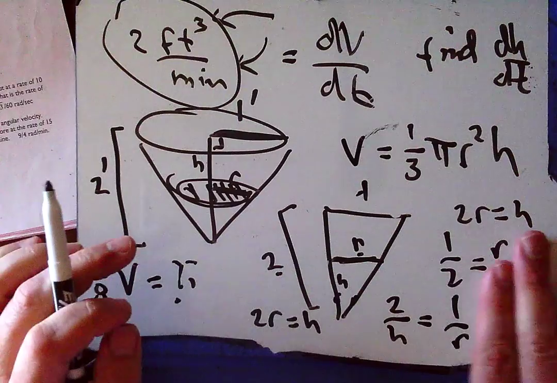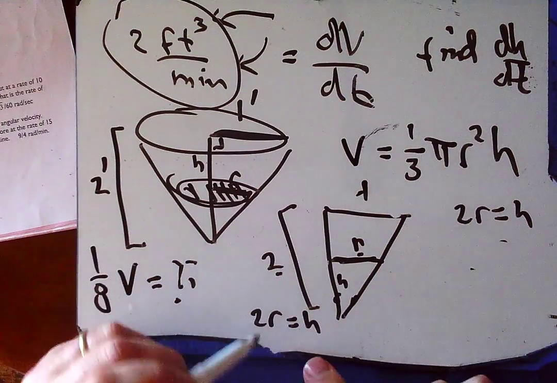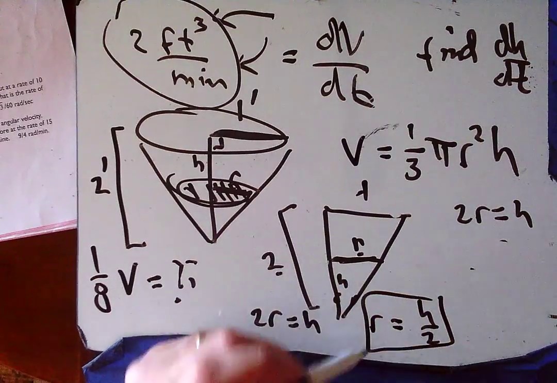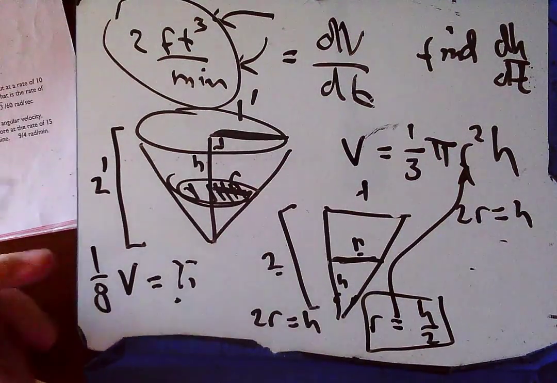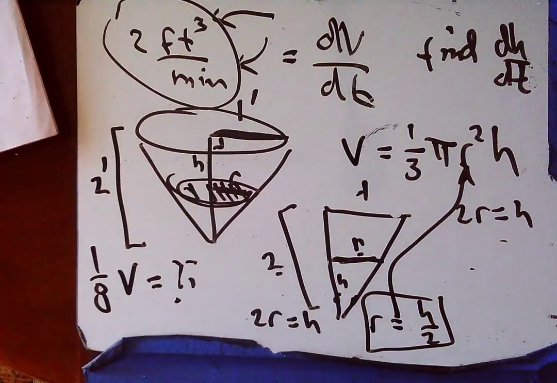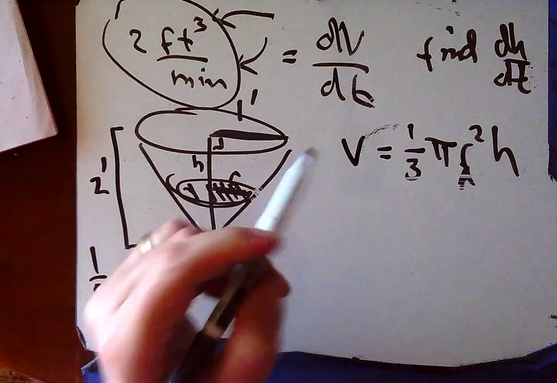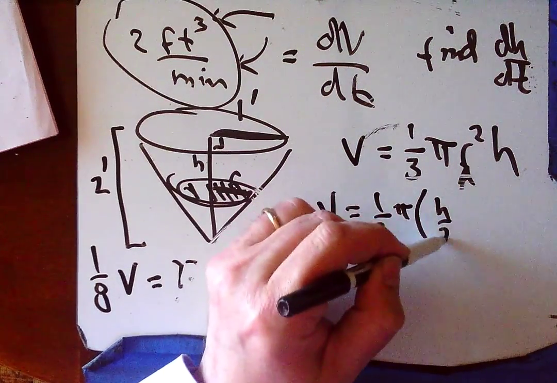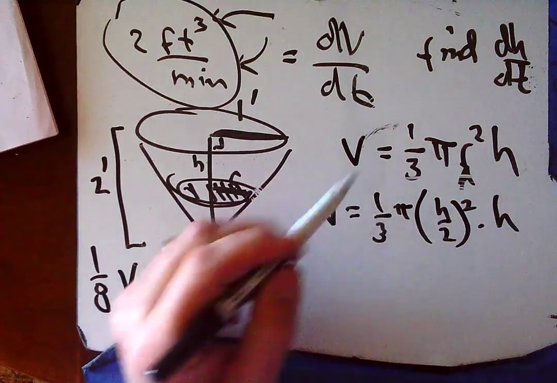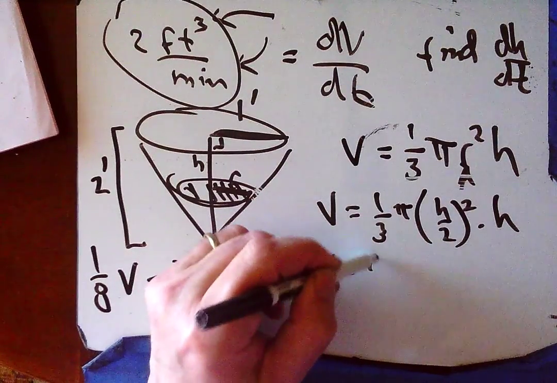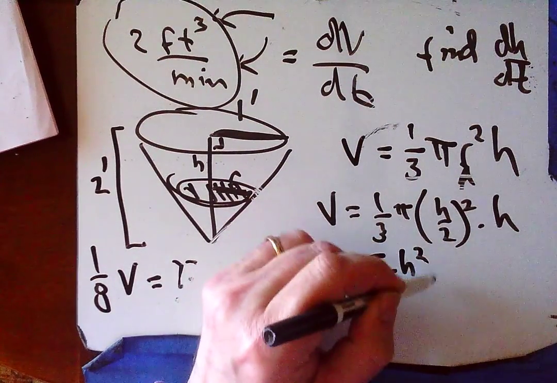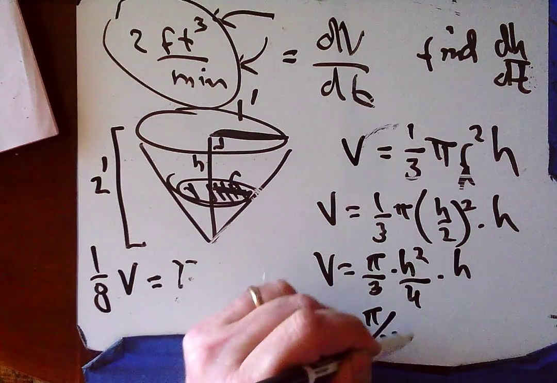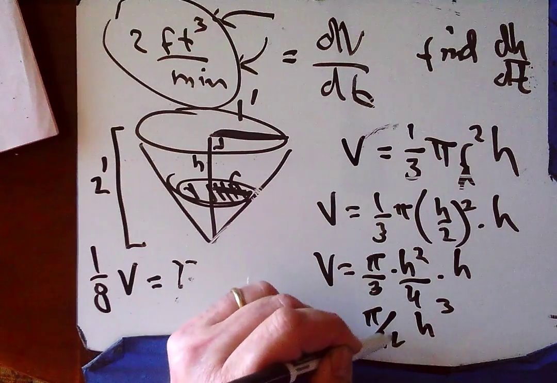So I've got a lot of freedom here to do what my brain sees, but now what I see is that r can be replaced with h over 2. And that's my helping equation for this. So let's plug in that h over 2. We've got V equals 1/3 pi (h over 2) squared times h. So that's pi over 3 times h squared over 4 times h, or pi over 12 h to the third.